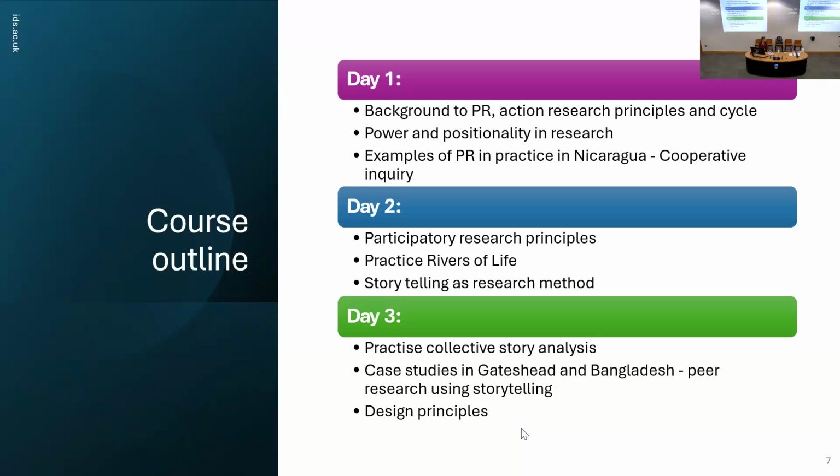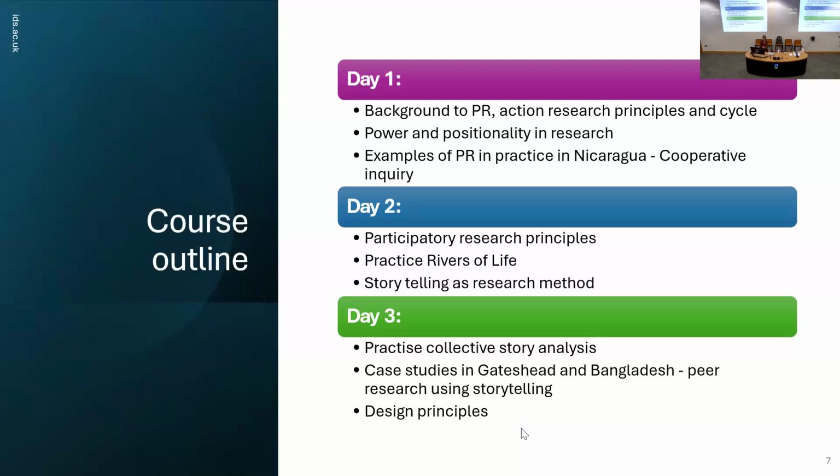And then I give you some examples of how it's used in some case studies from Gateshead in the north of England and from Bangladesh, which is peer research using storytelling. And we talk a bit about how you train your co-researchers to gather data. So there are different models of participatory research. You could be facilitating the whole process, or you can train a group of people who are going to lead the research with you, who are going to be your co-researchers, and they go out and collect data.